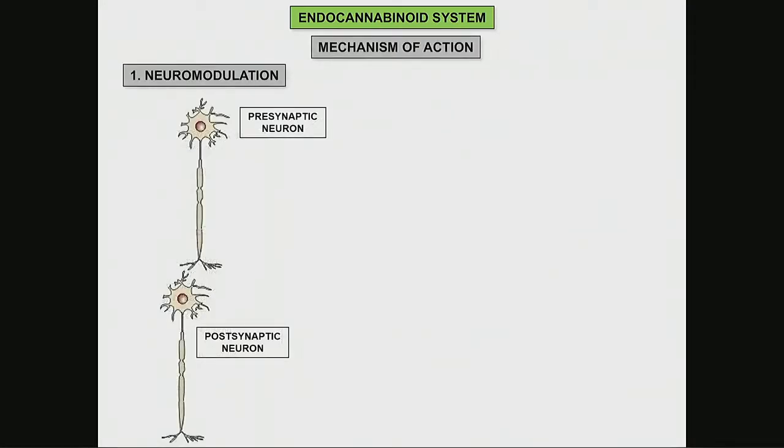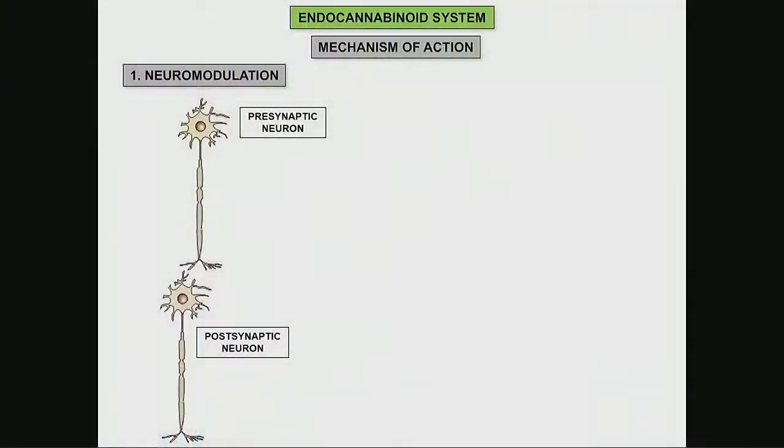So what is the mechanism of action of this endocannabinoid system? How do endocannabinoids work in all of these situations? I have classified the mechanisms of action in 3. The first one, the one that we know most about, is neuromodulation. What you have here is 2 neurons, 2 brain cells that are communicating with each other. They are sending messages from this one, neuron number 1, we call it presynaptic neuron. This neuron is sending messages to neuron number 2. We call it postsynaptic neuron.